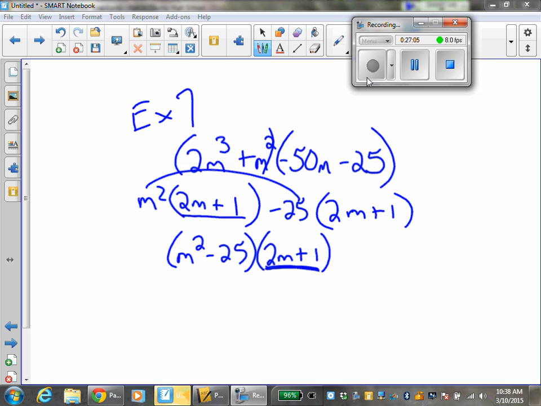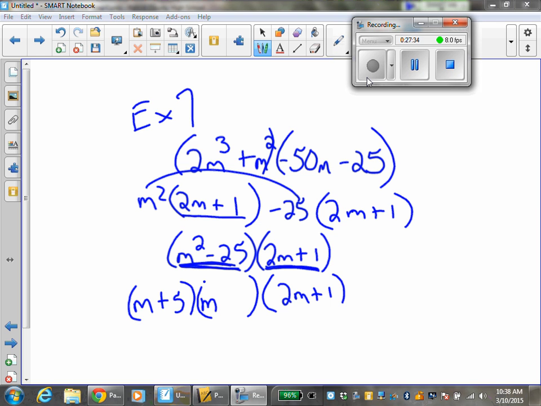No. You look, and everybody says, I don't know if he can or if he can't go further. Does 2m plus 1 have a GCF? No. Is he a trinomial? No. Does he have 4 terms? No, he's got 2 terms. Is he a difference of 2 squares? No. I mean, you go through your list, he's not any of the above, so he just comes down. But this guy is a difference of 2 squares. And he can go further into m plus 5 and m minus 5.